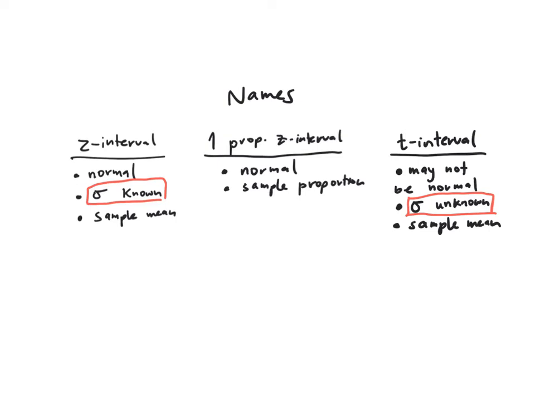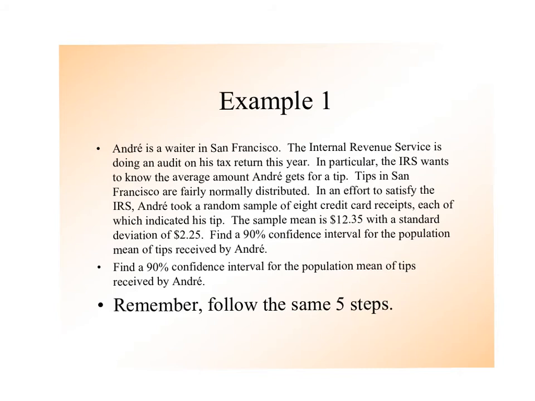Well, let's go ahead and go into the example. Okay, let's work out example 1 with you guys. So example 1 says, Andre is a waiter in San Francisco. The IRS is doing an audit on his tax return this year. In particular, the IRS wants to know the average amount Andre gets for a tip. Tips in San Francisco are fairly normally distributed. Okay, so I'm going to highlight some things. It says fairly normally distributed. Okay, so you would think, oh, I'm going to use the normal distribution, right? I'm going to use the Z table.